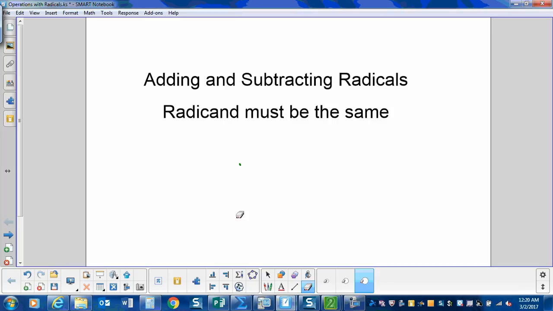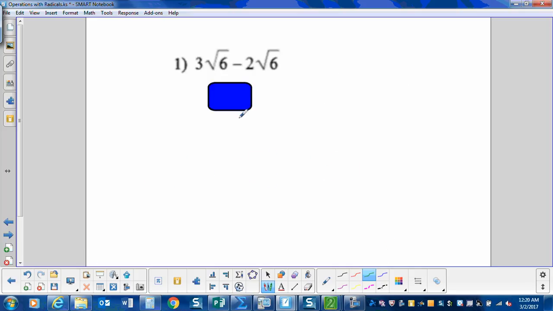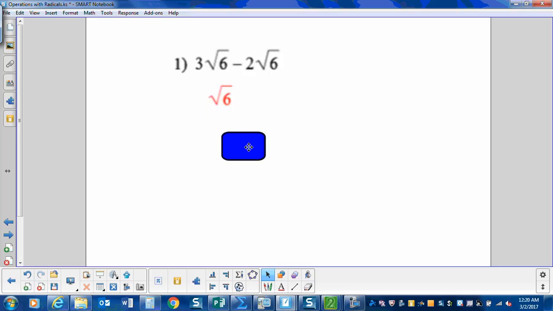Adding and subtracting radicals. When we add and subtract radicals, the radicand, or the number under the radical sign, must be the same. So we have 3 square roots of 6 minus 2 square roots of 6. The radicand is the same, so we just subtract them. 3 square roots of 6 minus 2 square roots of 6 is just the square root of 6.